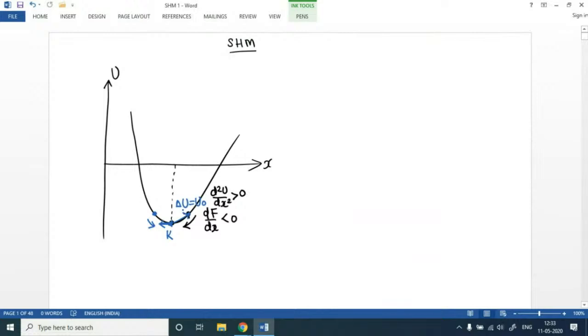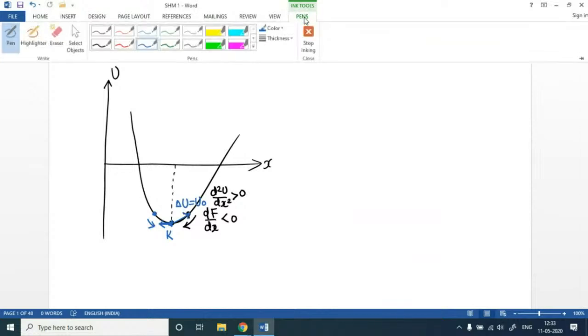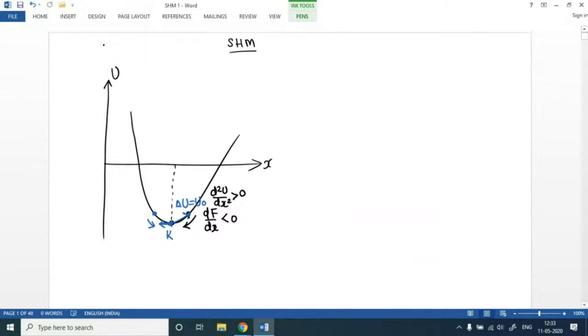So that is the analysis. And let's look at one special case which we call SHM. That is a special case of oscillatory motion when we have dF/dx equal to some constant, and that would be some minus k. Obviously it is negative, so k here we have taken as a positive quantity. dF/dx is a constant.